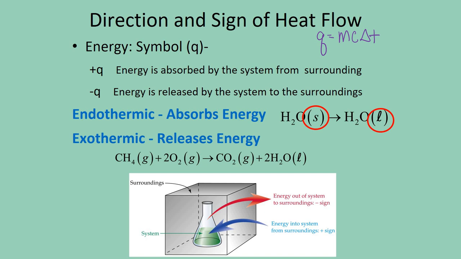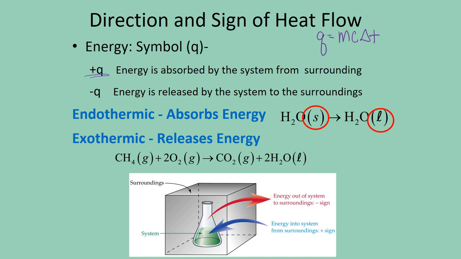So again, Q is energy, m is mass, c is specific heat, and delta T is our change in temperature. When we're talking about this equation, it's talking about heat flow. So where is energy being transferred? If it is a positive number, then energy is being absorbed by the system from the surroundings. Remember, the system is what we're talking about specifically. Everything else is the surroundings.